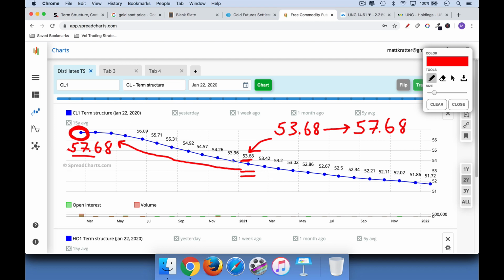Right now, it's selling at $53.68, but as it becomes close to January 2021, this futures contract is going to trade closer and closer to where the spot contract is. So as you hold this curve, you're going to make a little bit of money. As you hold this January 2021 futures contract, you're going to make a little bit of money every day. It's going to slowly appreciate up to the spot price, up to 57.68. So in this case, you're going to make 4 points.